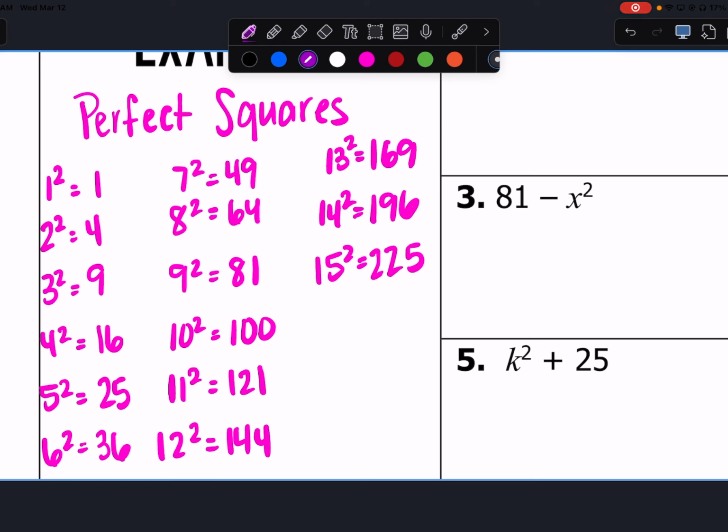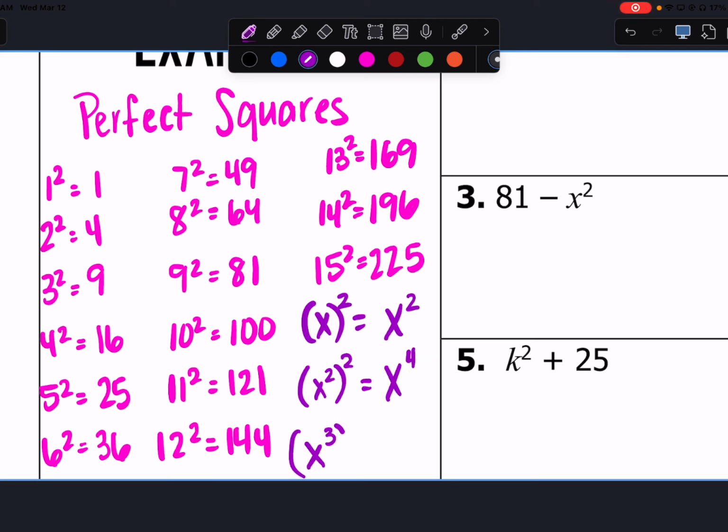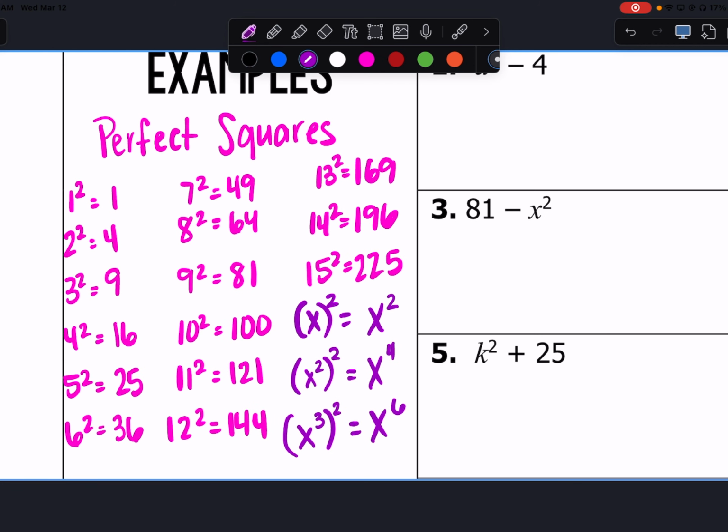So, if I have x and I square it, what do I get? X squared. If I have x squared and I square it, what do I get? If I have x to the third and I square it, what do I get? Why do we get x to the sixth? Because you have to multiply your exponents. So that is a few of your perfect squares that will be important to remember.